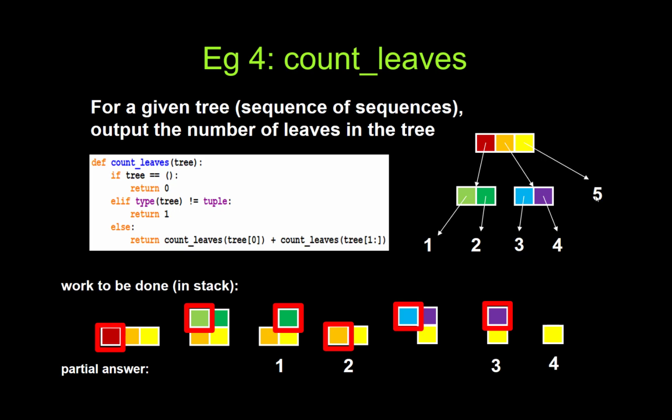Yellow is pointing to a 5, and 5 is also a leaf. So 1 is added to our partial answer 4 to get 5 as the final answer. This was how the execution has gone through.